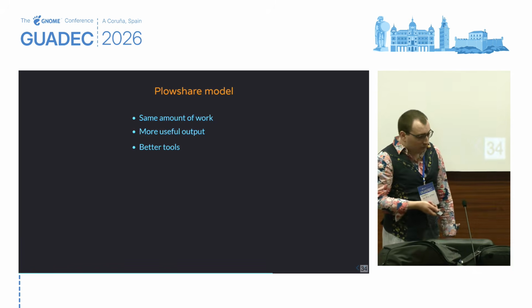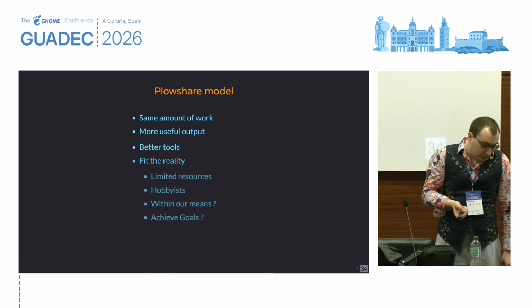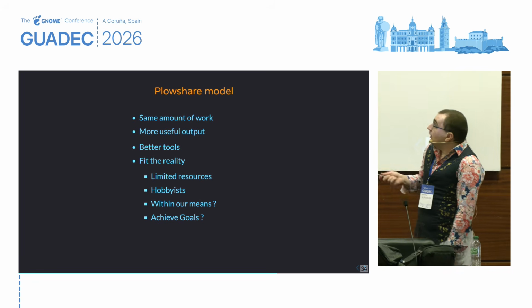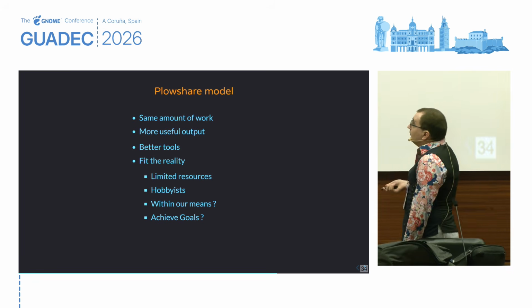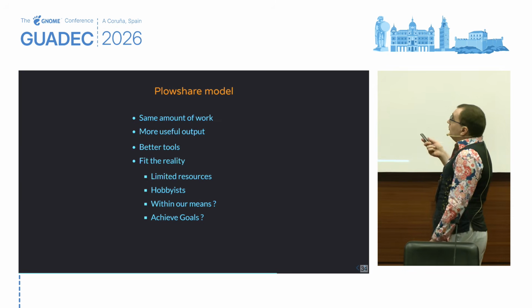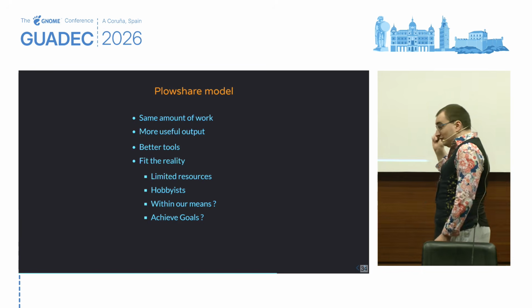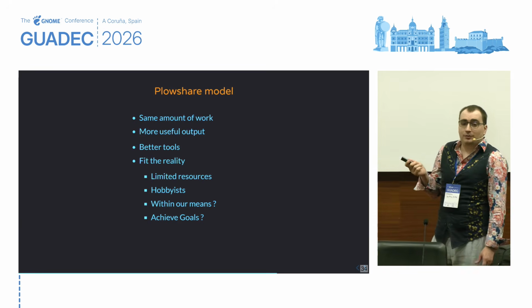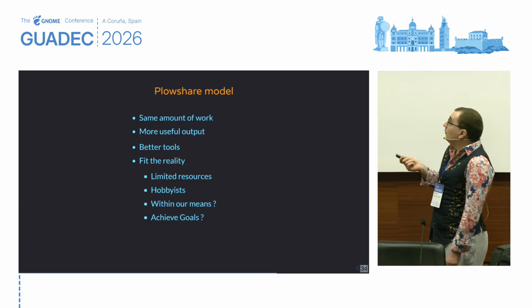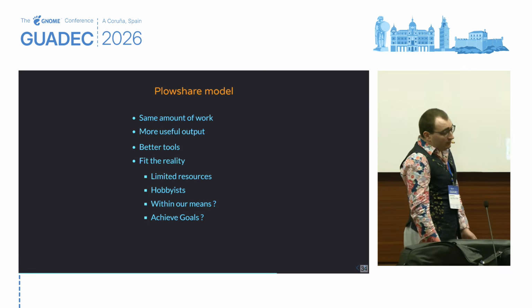Because if you think about it, these three big things that take all our time are basically tools problems. Now, if you think about this model of better tools, you need to ask the question: does it fit the reality? Does it fit limited resources with hobbyists? Yes, there are some tools they can adopt, it's not asking a lot of them. Is it within our means and does it achieve our goals? Well, that's a good question. Let's have a look.